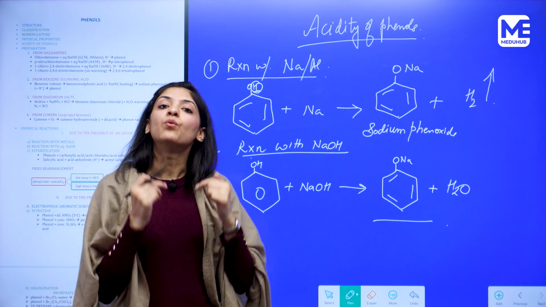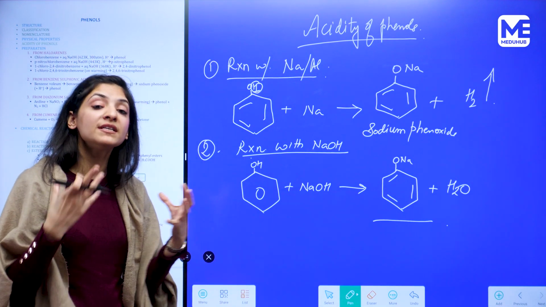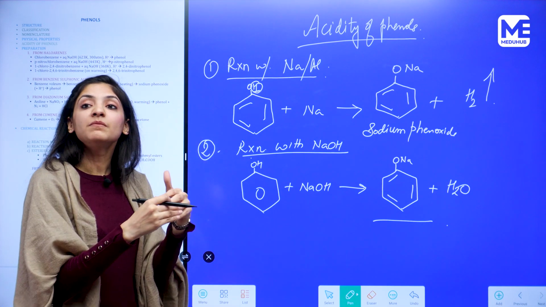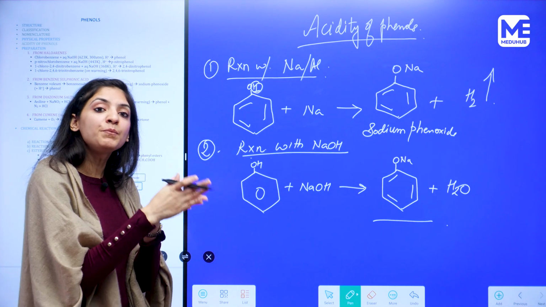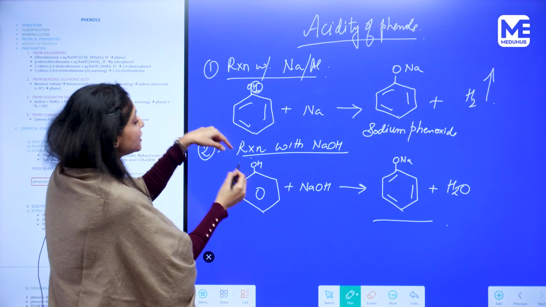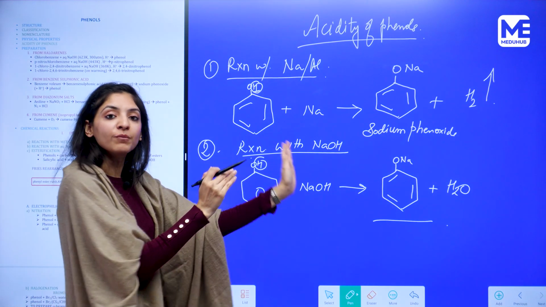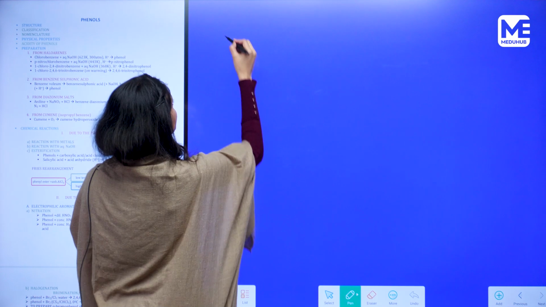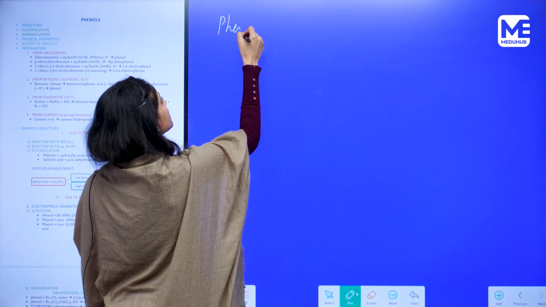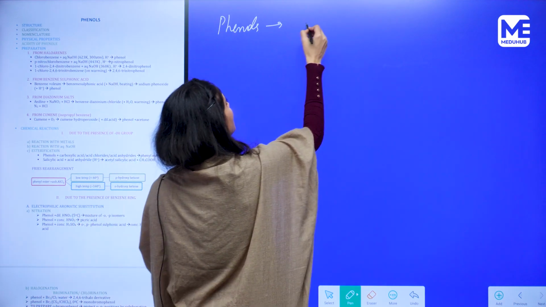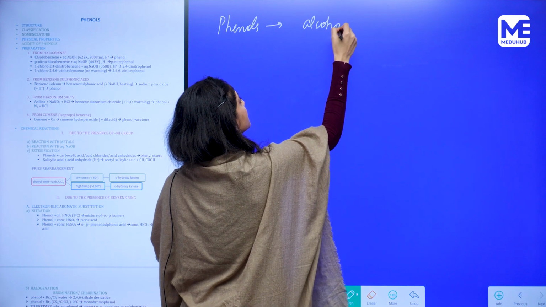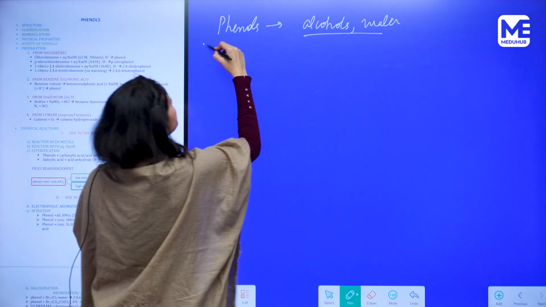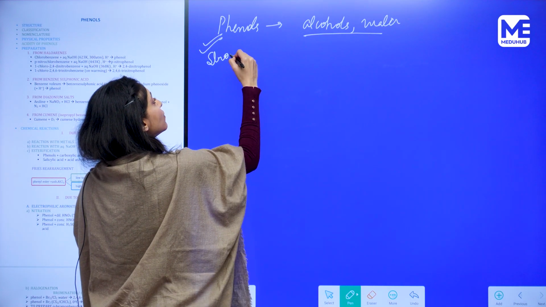Now we need to understand why phenols are acidic in nature. What is it about their structure and properties that makes them acidic in nature? That means they are proton donors. What makes this proton easy to be donated from the phenol molecule? So if we compare phenols to alcohols and water, you will see that phenols are stronger acids than alcohols and water.